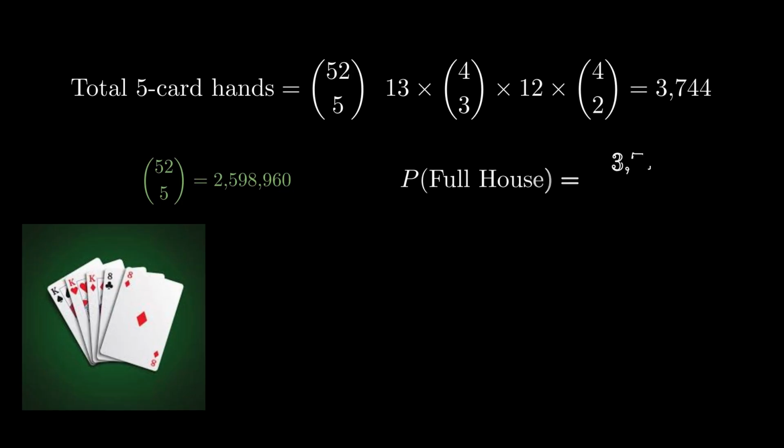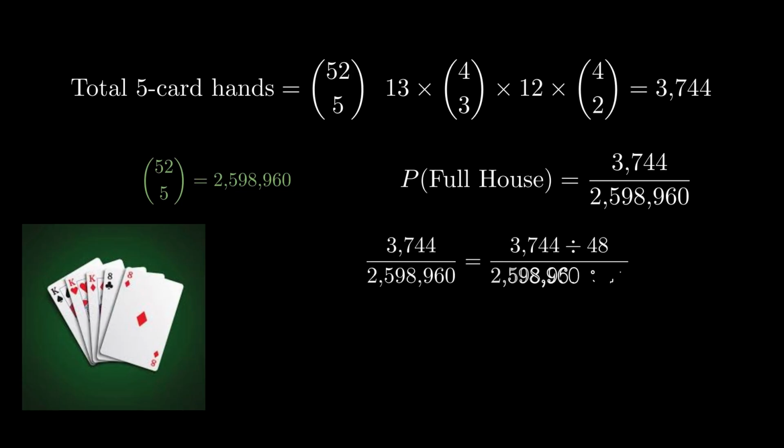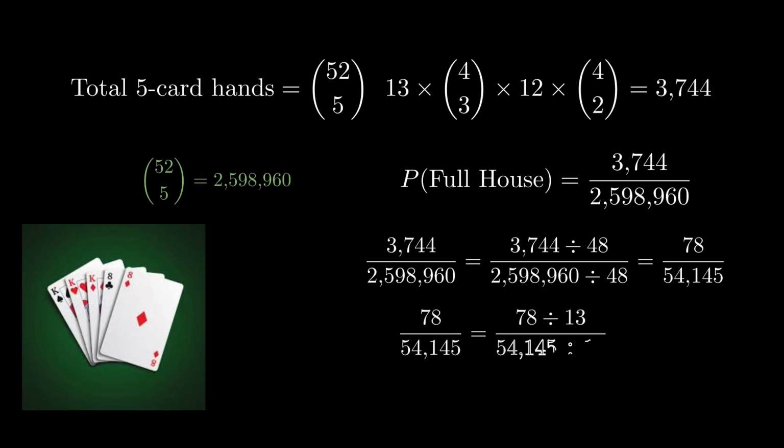We can now start drawing out our probability of a full house by putting our numerator and denominator together. We'll then use the greatest common divisor to simplify. We can then use the next greatest common divisor to get our final answer of 6 over 4,165.